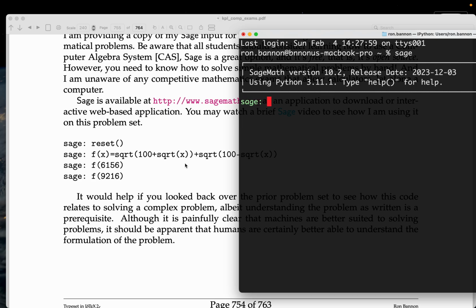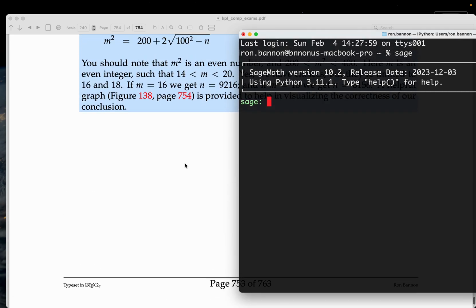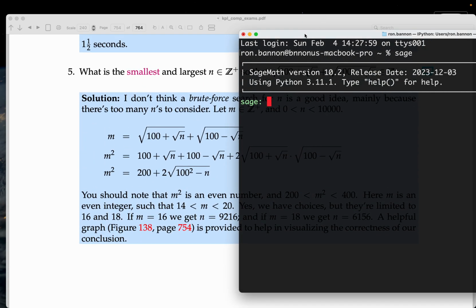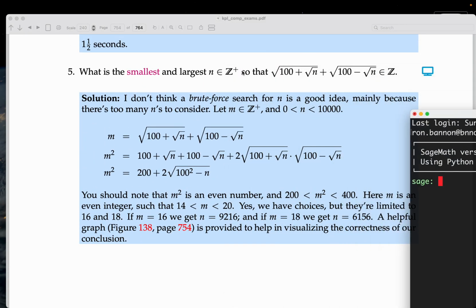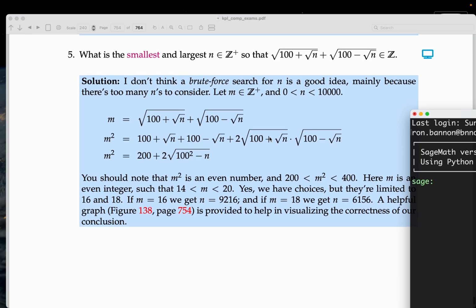Okay, again, if you're paying attention, you know I had some issues with problem number 5. And I'll go back to that over here. Problem number 5 was the smallest and largest integer that satisfied this algebraic expression producing an integer, provided that n was a positive integer. All right. So I went through the work at the whiteboard.